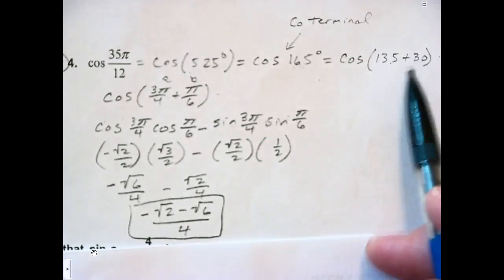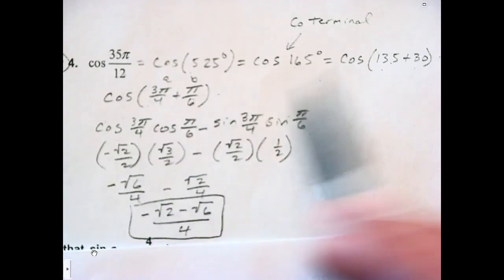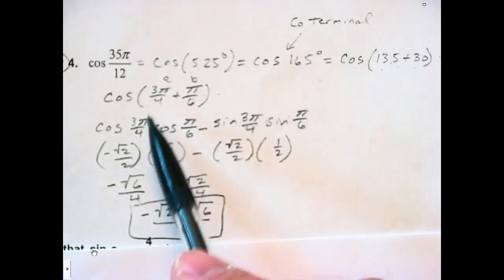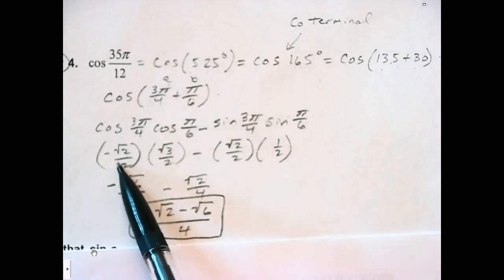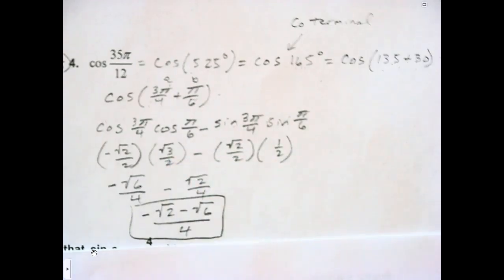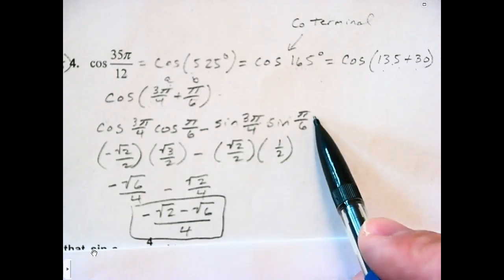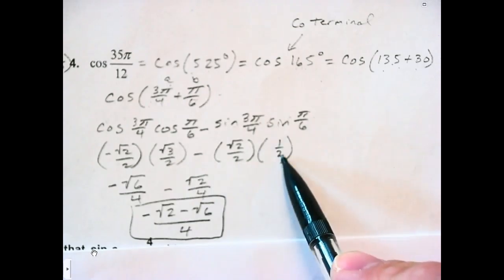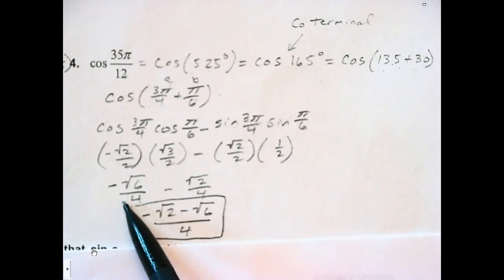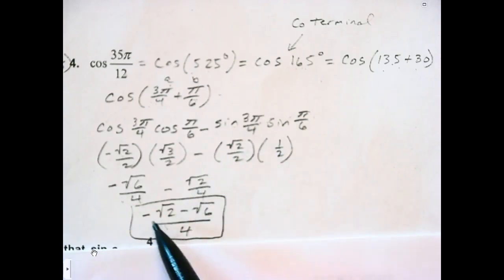From there, I know 135 and 30, I actually wrote it in radians, if we want to use that, you don't necessarily have to. But cosine of 135 is negative root 2 over 2. Cosine of 30 is root 3 over 2. Sine of 135 is root 2 over 2. And sine of 30 is 1/2. So this gives me negative root 6 over 4 and root 2 over 4, which is negative root 2 minus root 6, all over 4.